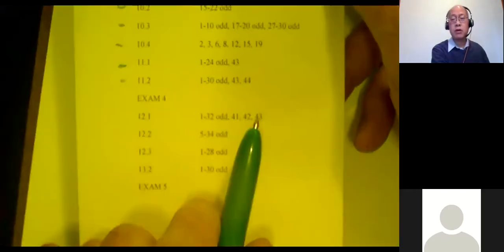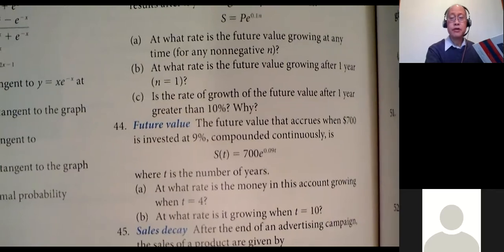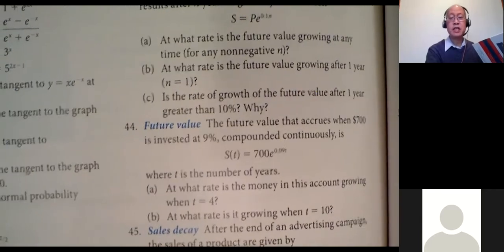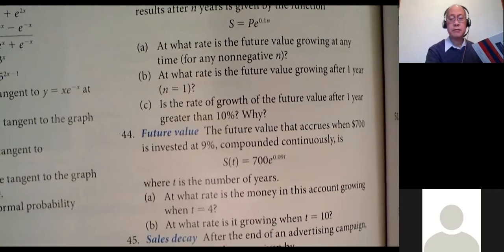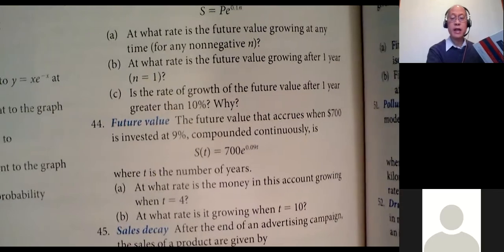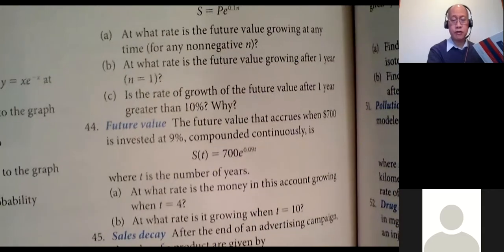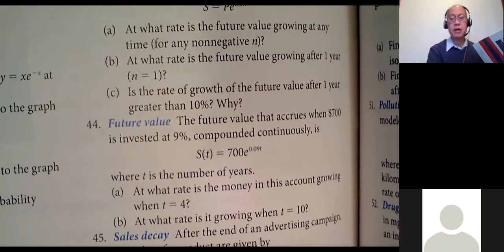All right, last one I have is 44. A word problem. And I'm sure 43 is very similar. Future value that accrues. S of t is 700 e to the 0.09 t. So S is future value. Time is in years. At what rate is the money in this account growing when t equals 4? A, derivative, plug in 4. B, derivative, plug in 10. That's very easy.